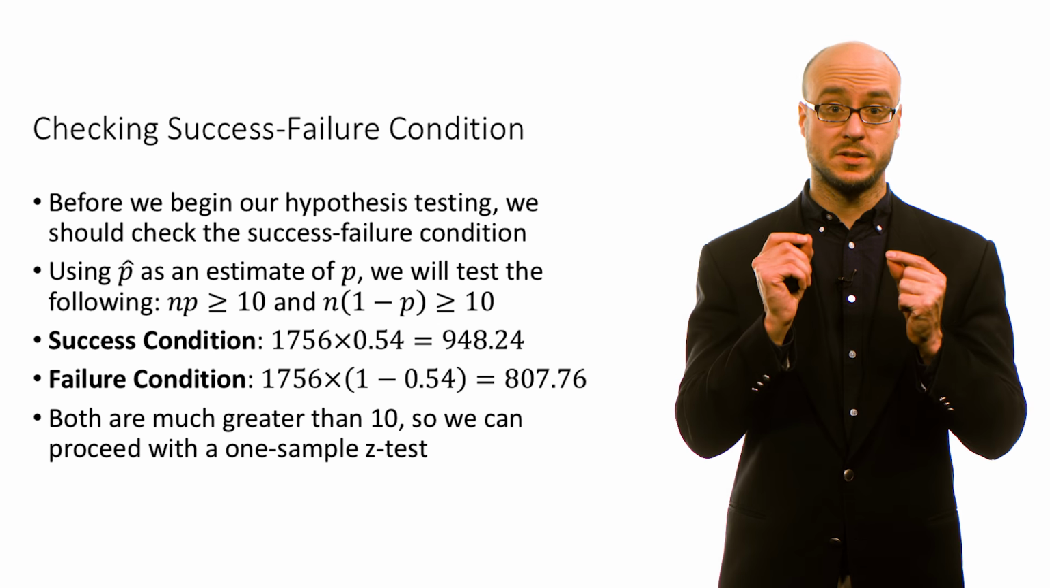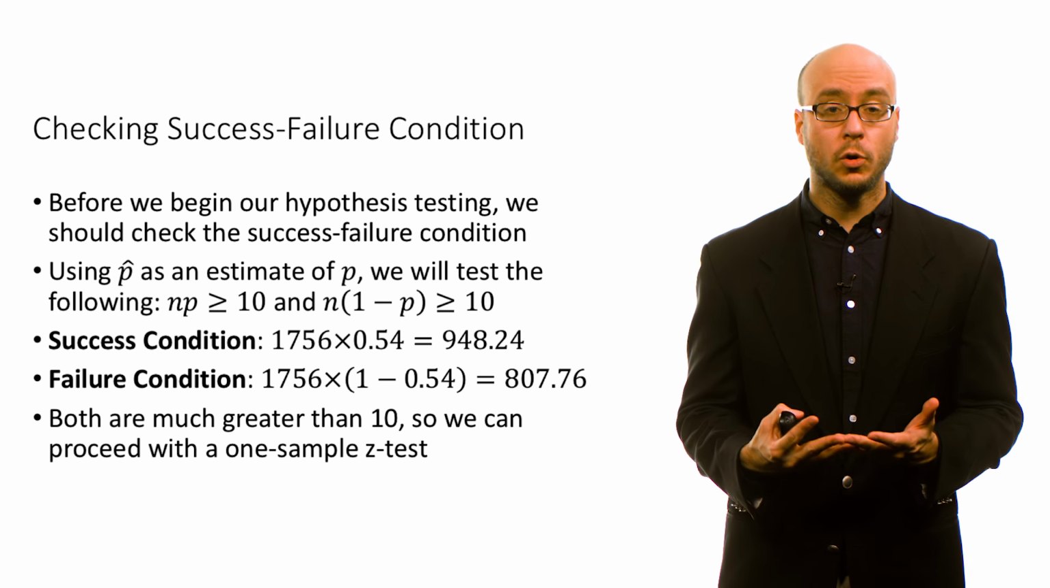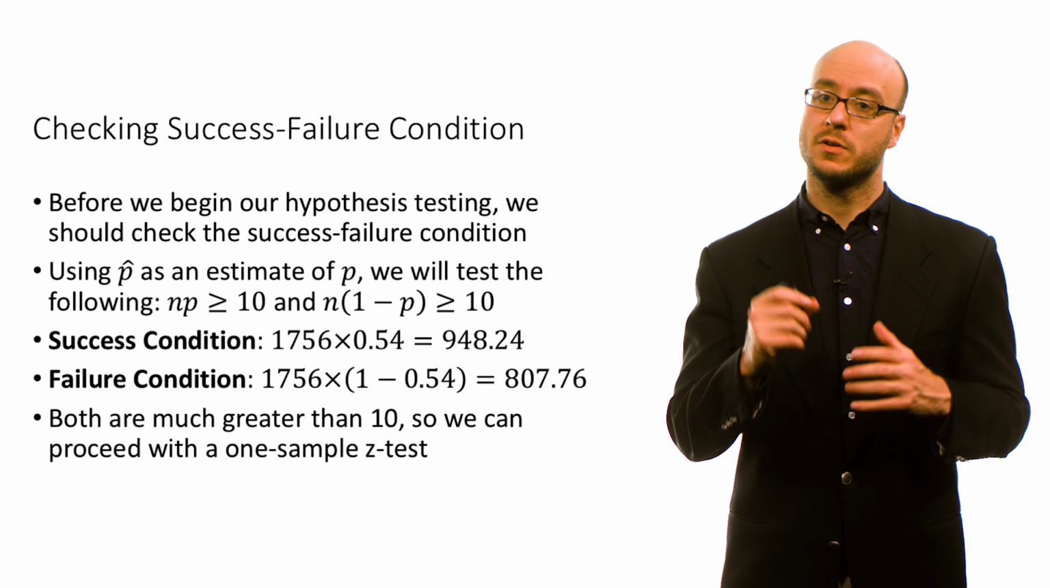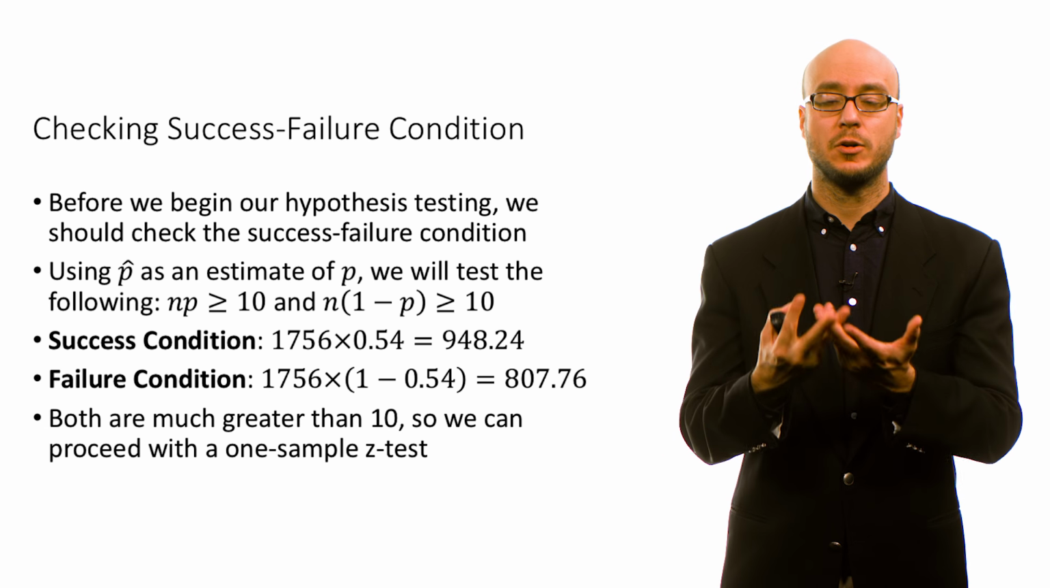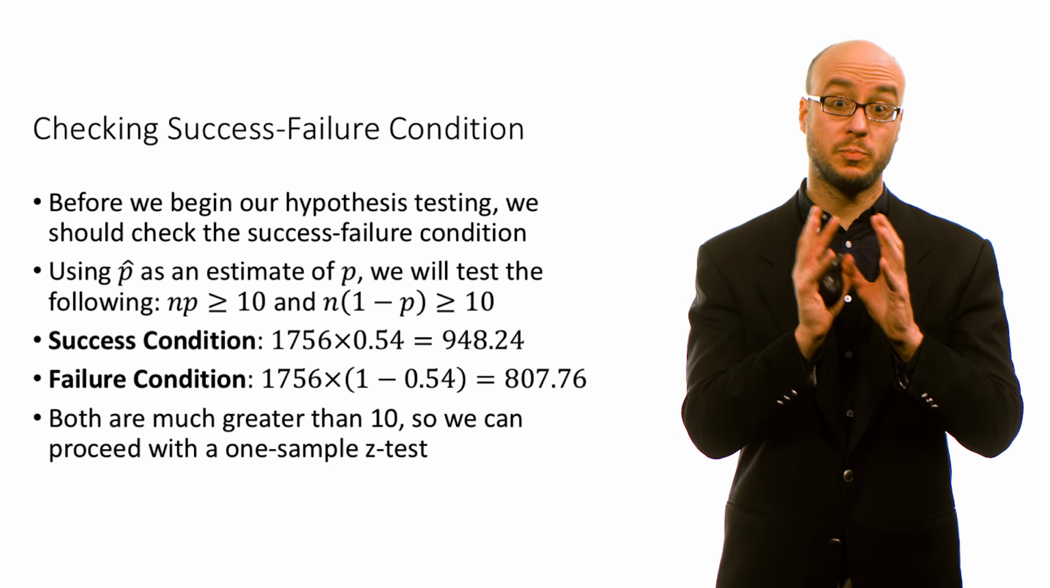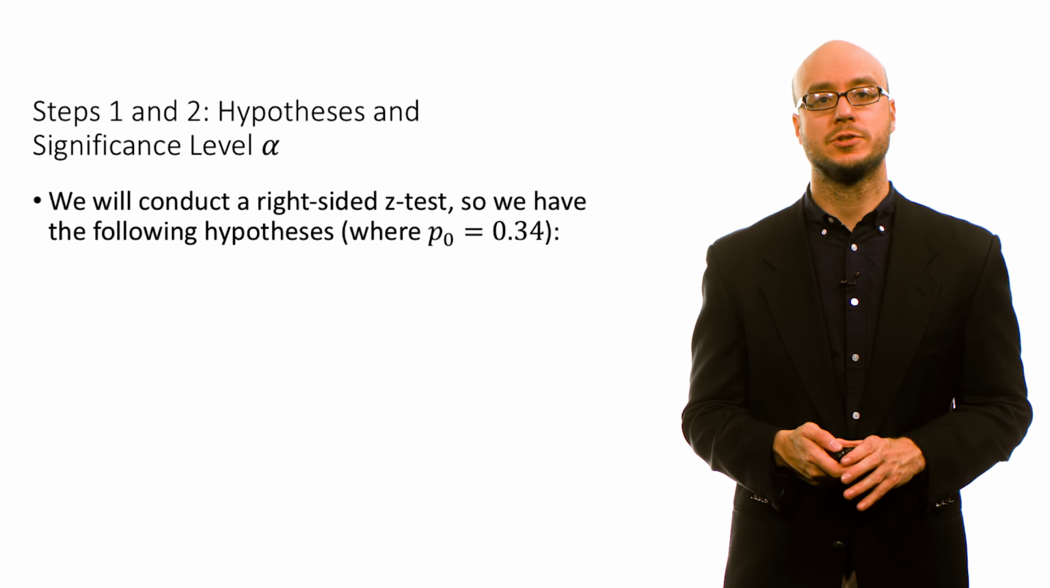Since the success-failure condition holds, we expect that sampling distribution for p hat to be approximately normal, and so we can use a standard normal model to approximate that sampling distribution.